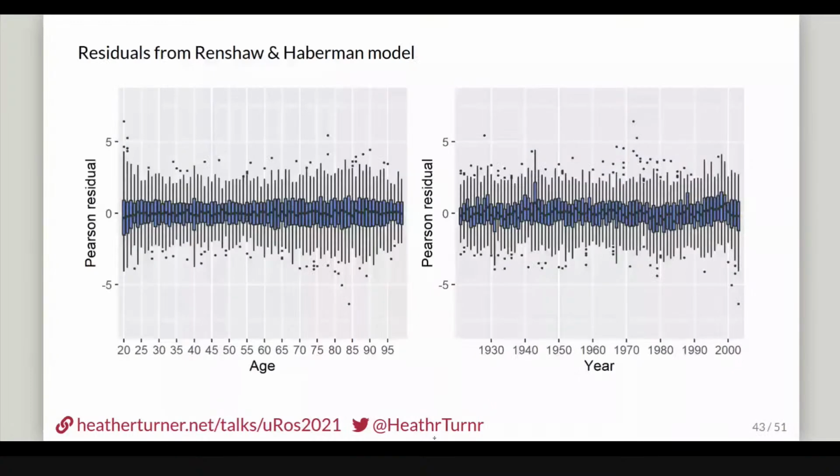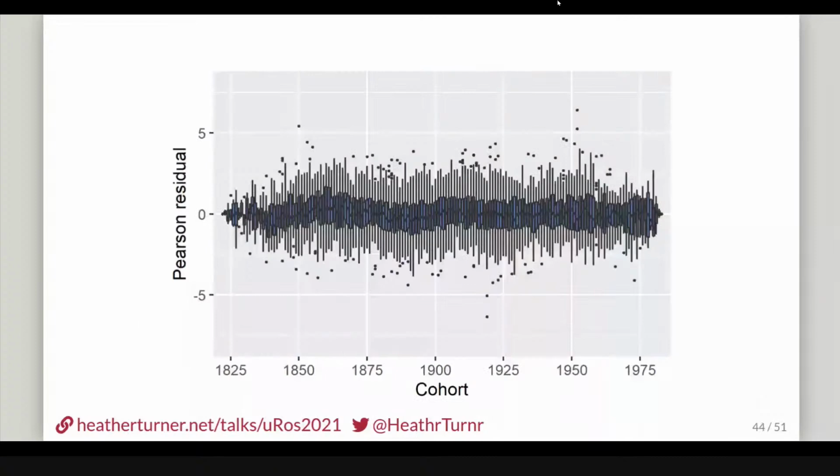And now if we plot the equivalent residuals for this model, we have a much better picture. They're centered around 0, with much more even dispersion across. Certainly age is very neat. The year is a bit more bumpy, but you don't have these specific periods where there's a lot of over dispersion. And similarly for cohorts, again, perhaps a bit bumpy, but a lot better than we had before.